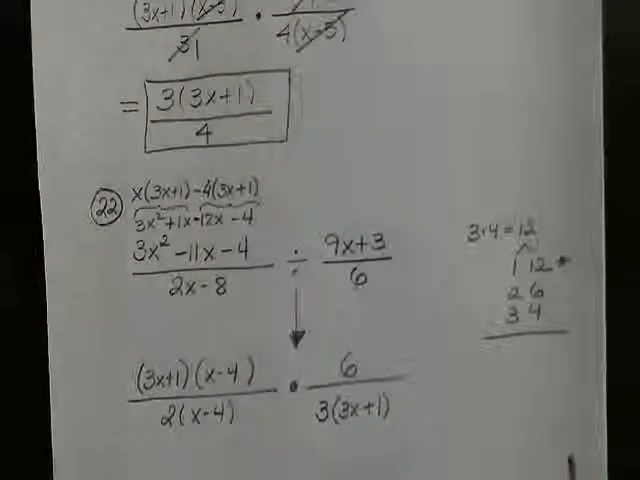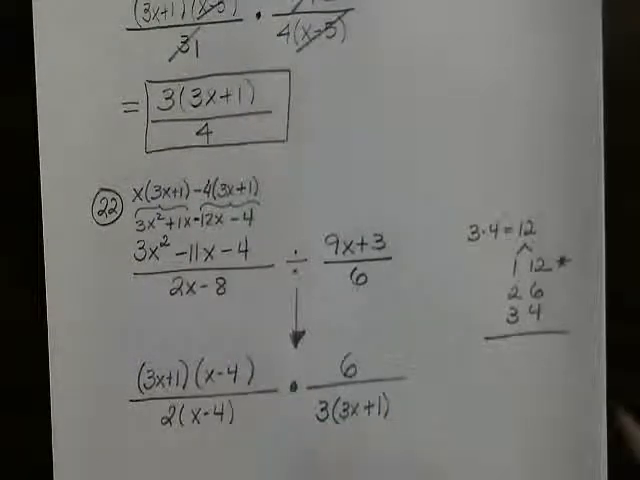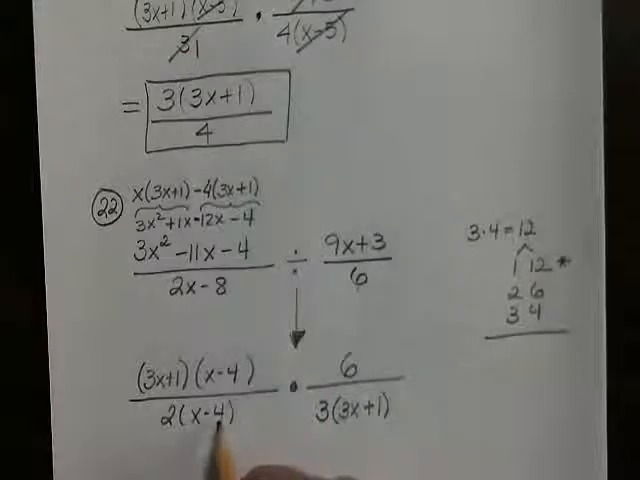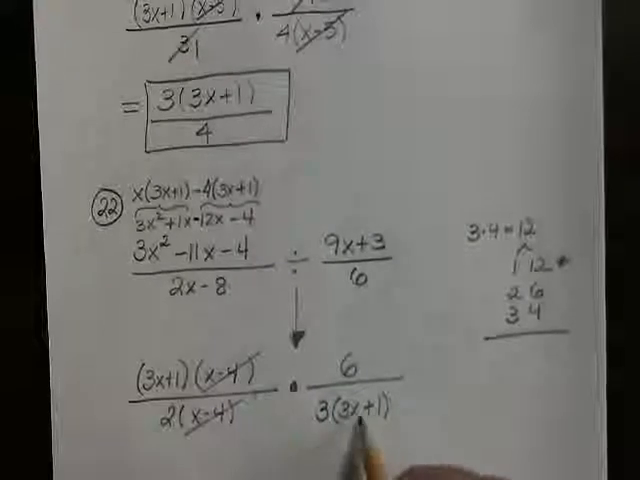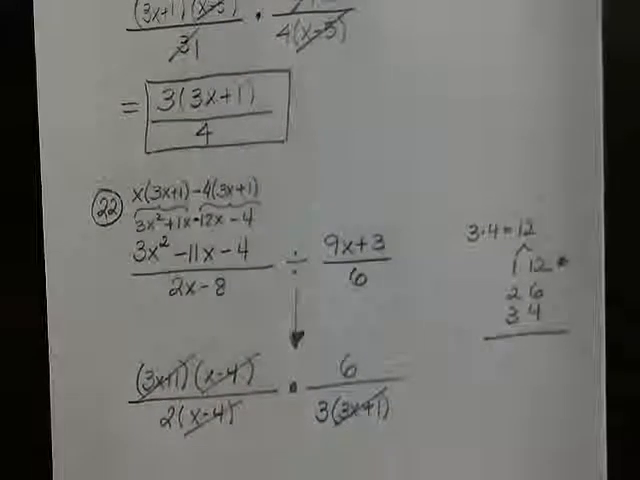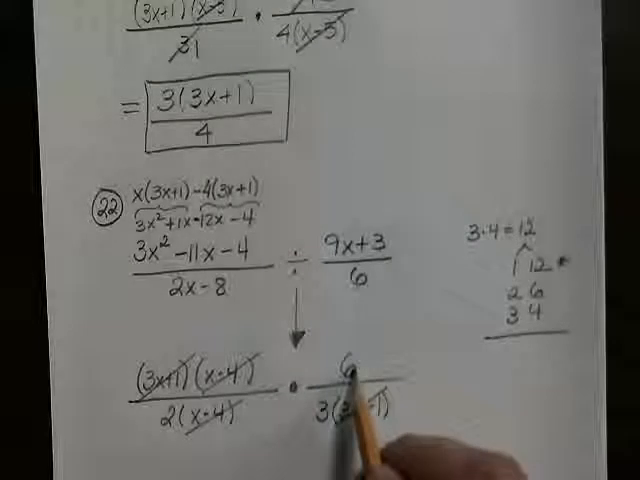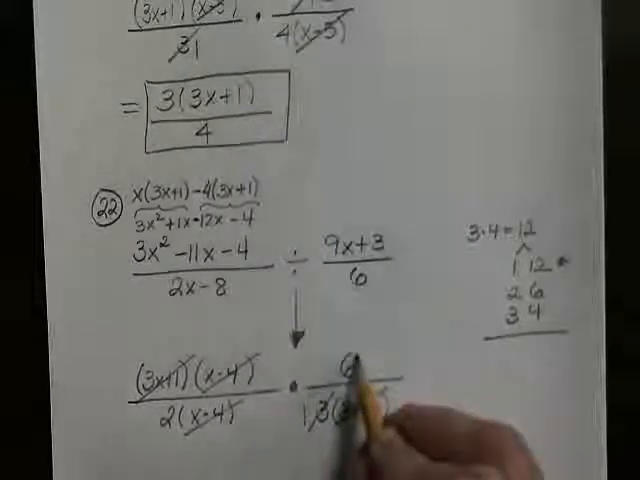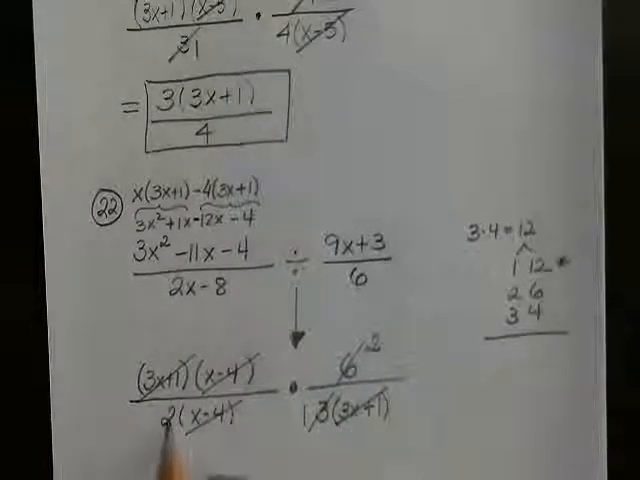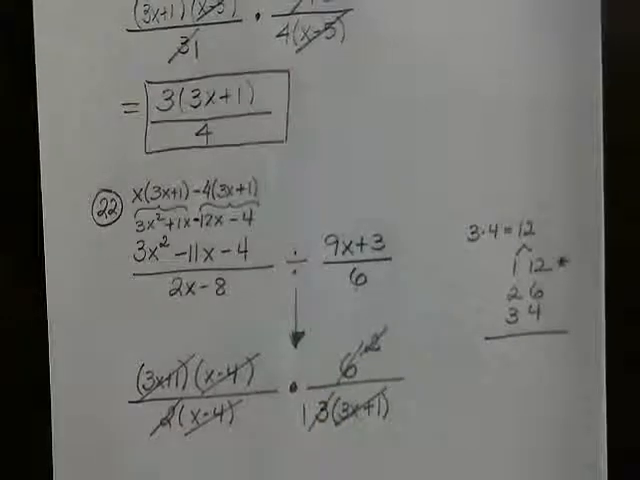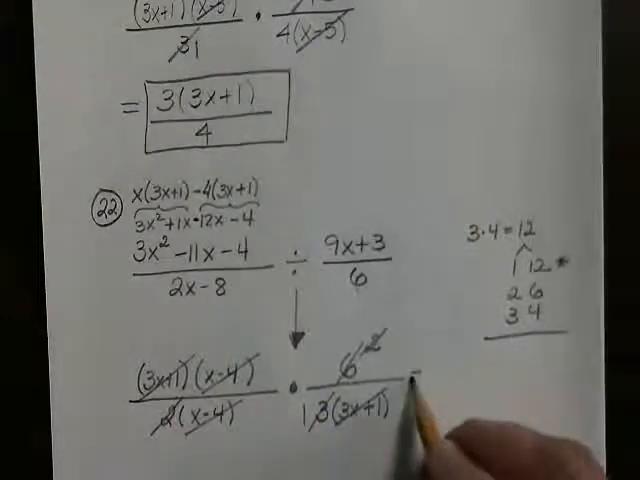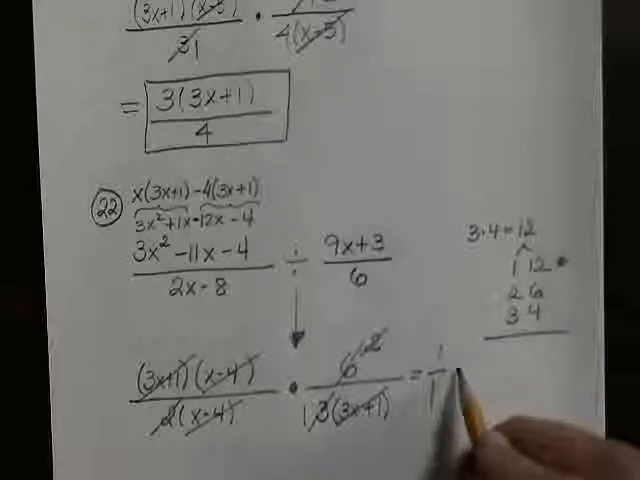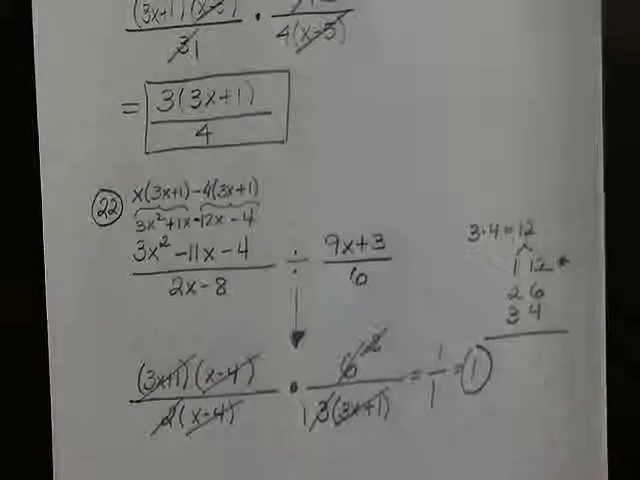So I factored top and bottom, top and bottom. Now I'm ready to cancel. I see that this cancels, this cancels. 3 goes into 3 one time, 3 goes into 6 two times, and guess what? The 2 cancels the 2. So I cancel everybody. So that means on top is 1, on the bottom is 1. So my final answer is 1.